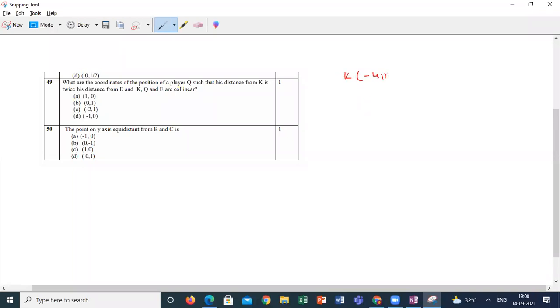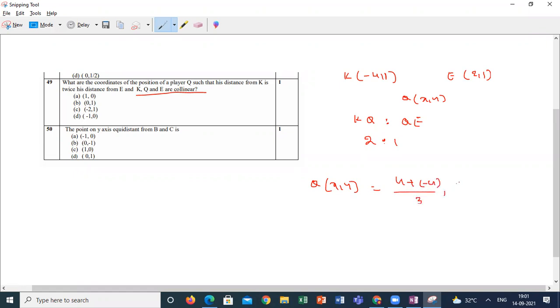Because of collinearity only, I can take the ratio directly here. K is minus 4 comma 1 and E is 2 comma 1. Q is x comma y, and the ratio QK to QE is 2:1. So apply the section formula, because he mentioned clearly these three are on the same line. Applying the section formula, x is 2 times 2 plus minus 4 by 3, y is 2 plus 1 by 3. The answer is coming as 0, 1.